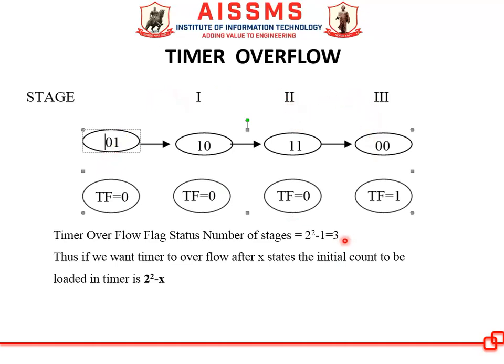So if you want the timer to overflow after 3 states, you have to load a count equal to 1. If you want the timer to overflow after X number of states, then the initial count that needs to be loaded in the timer is 2 raised to 2 minus X. So this is the basic thing that you'll require in timers.